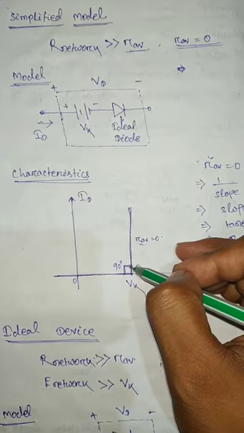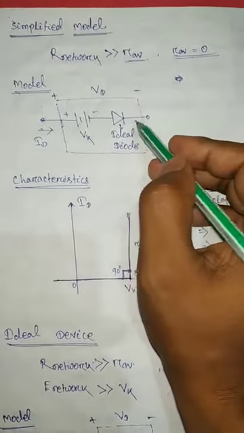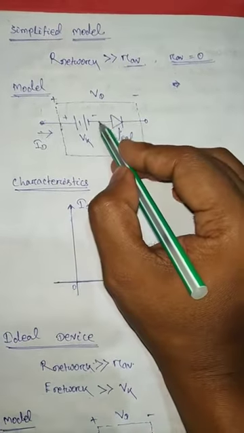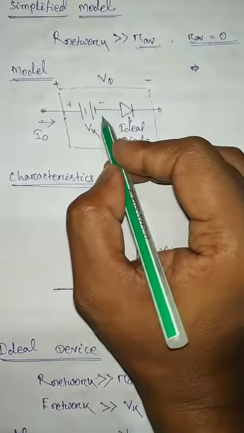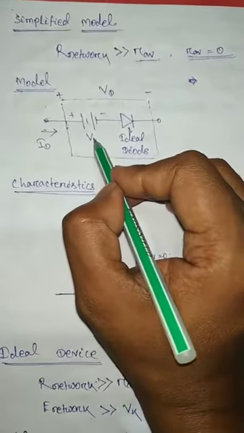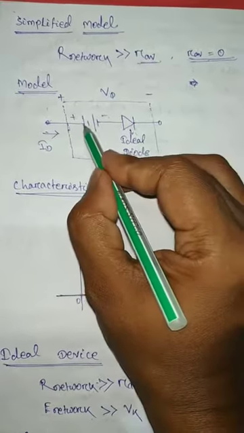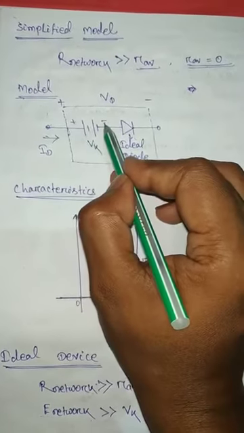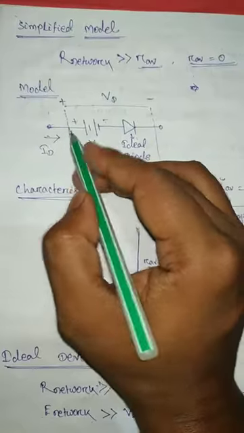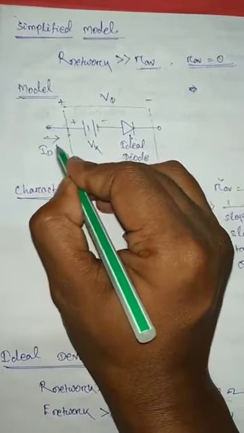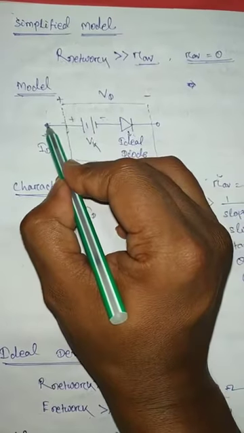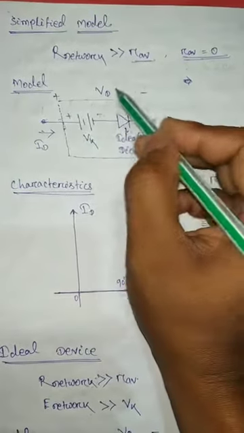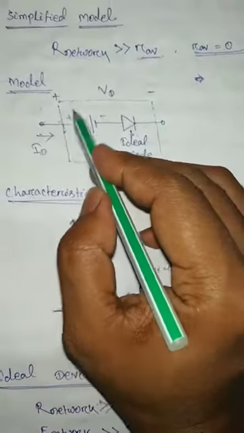Now this model can be represented with one modification: our average resistance of the diode is 0, so we can eliminate the average resistance. Eliminating the average resistance, there is the ideal diode. Now the knee voltage or barrier voltage has polarity plus on this side, minus on this side. The diode current Id will flow in this direction, connected positive to this side and negative to this side of the supply voltage. The voltage drop across the diode is Vd. This is the simplified model for the diode.